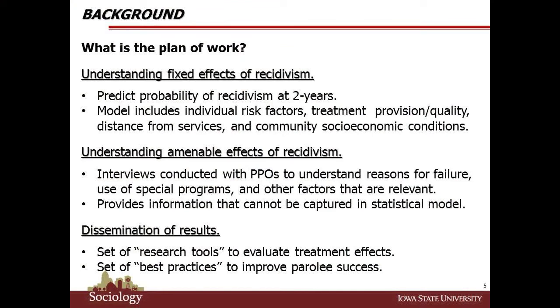So our plan of work is to predict the probability of recidivism at 2 years. The model, as I said, is very inclusive, contains everything that's in an offender's file. In addition, we did a follow-up component of the study where we went out into the field, I guess you could say. We visited all 8 community corrections districts in the state, talked to persons of various rank, only 24 interviews, but we had a pretty focused set of questions by this point that we wanted to ask.